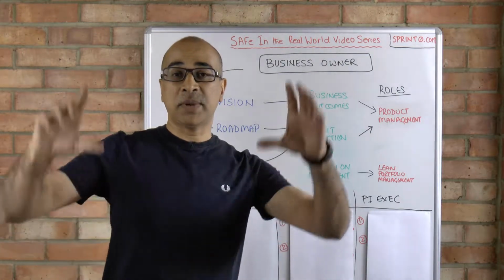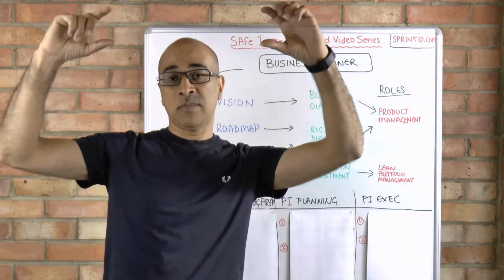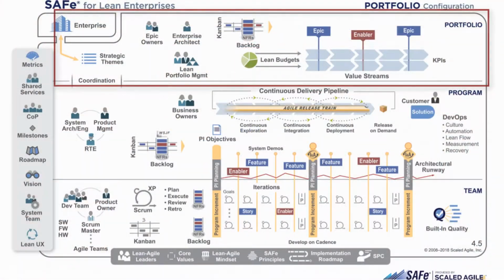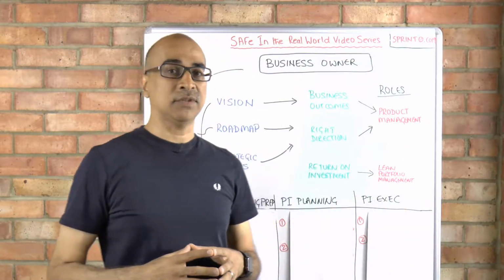alongside that. Now, if you look at the big picture, you'll actually see the lean portfolio management roles sit at the portfolio tier, and they're responsible for funding, operations, and governance over there.